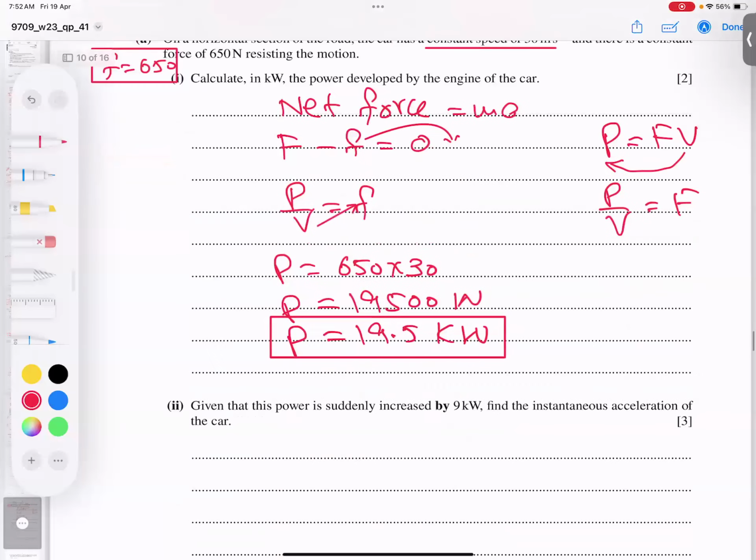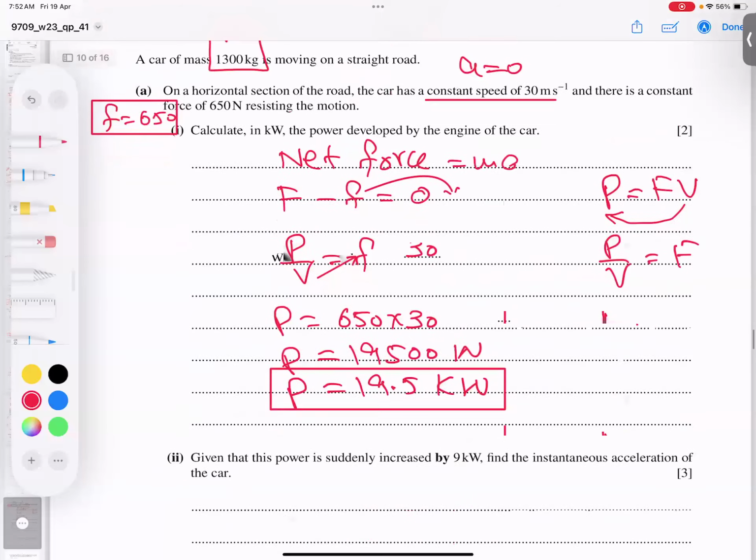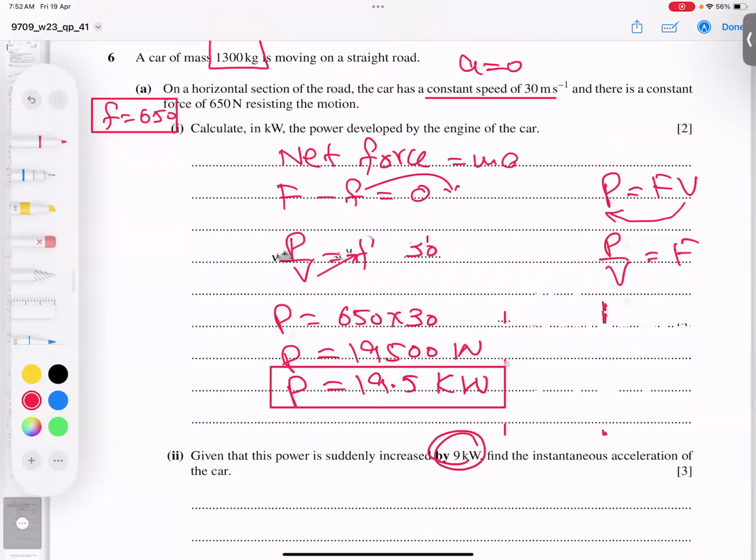Now he said that the power is suddenly increased by 9. That means adding. So the power is first 19500 plus 9000, adding more. When I add 19500 and 9000, it becomes 28500 watts.